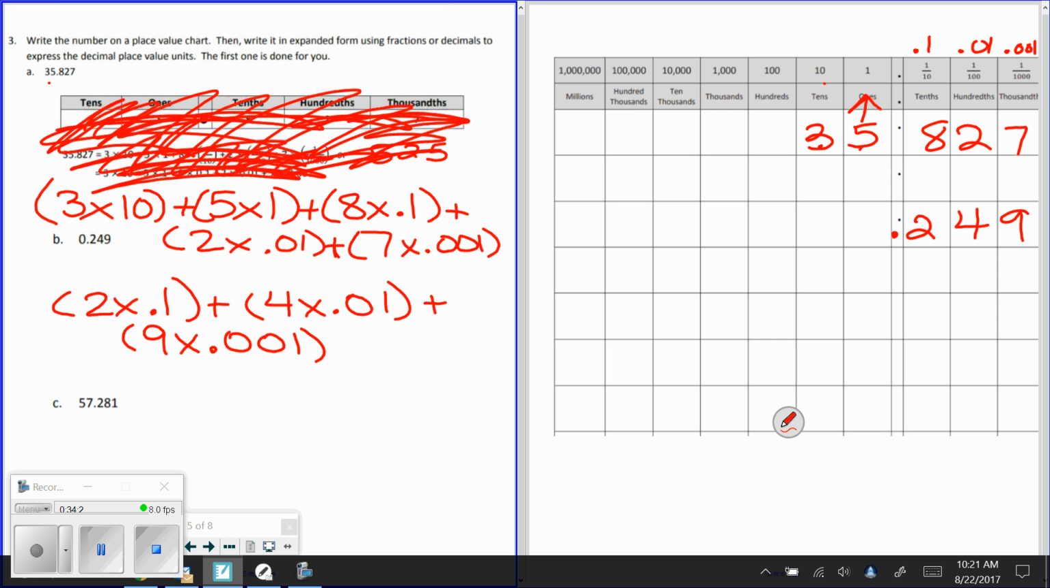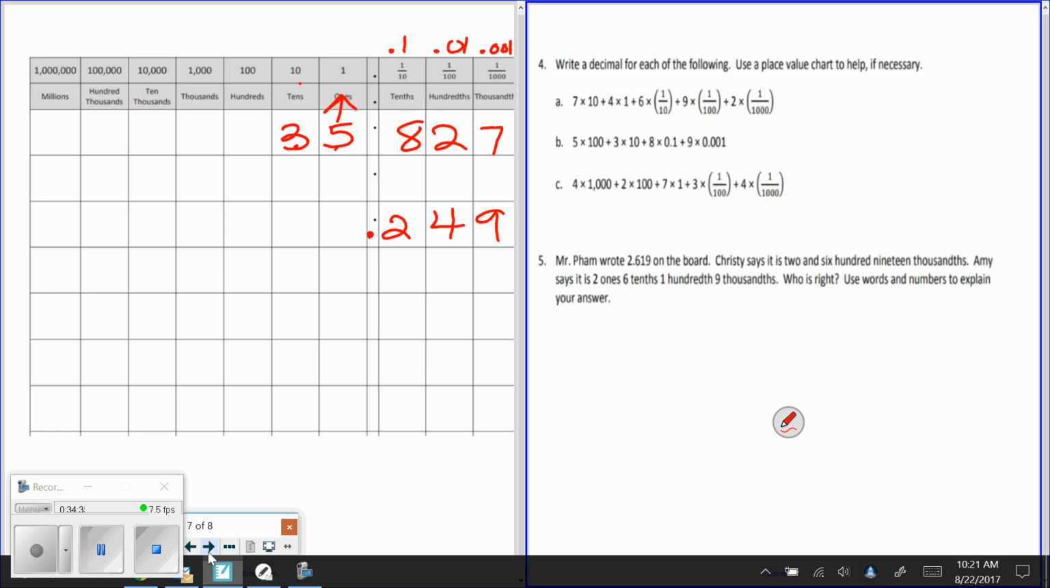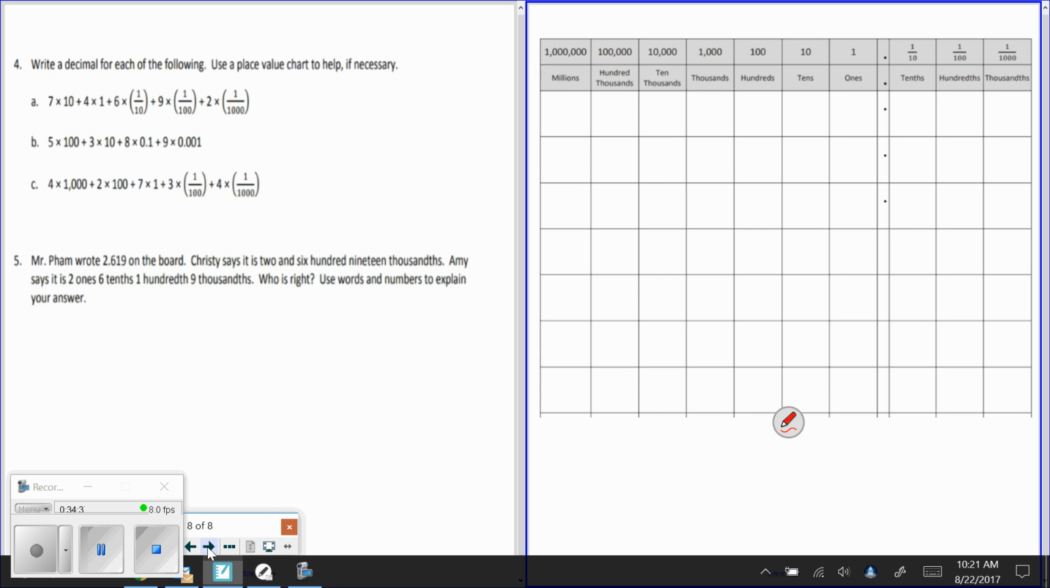It's just expanded form a little bit further down than what y'all had to do before. Okay, so here it's just where they take it and they do it the other way, where they give it to you in expanded form and they want you to do it in standard.